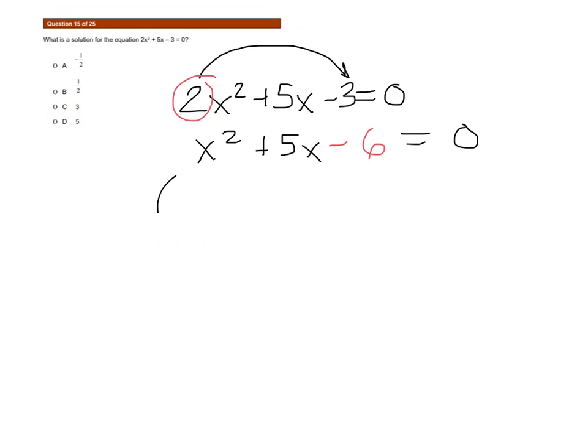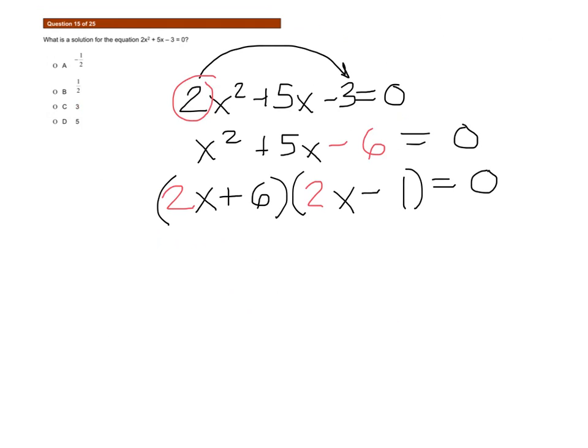We factor this, looking for two numbers that multiply to negative 6 and add up to positive 5. Sometimes this one's a little tricky, but it's going to be positive 6 and minus 1. 6 minus 1 is 5. 6 times negative 1 is negative 6. Again, we're factoring with the cloud, so it's not just an x we're going to put in front, but a 2x because that's the lead coefficient.